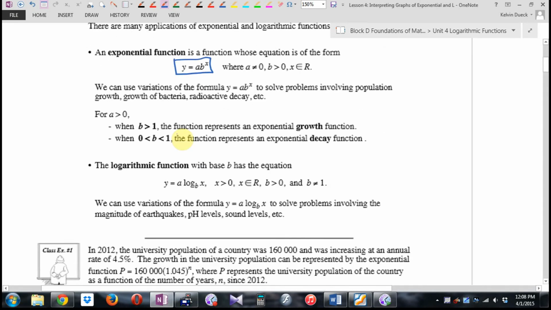Recall, a growth function looks like this. A decay function looks like that. Oh, a decay function, your base is a fraction. A growth function, your base is bigger than 1.